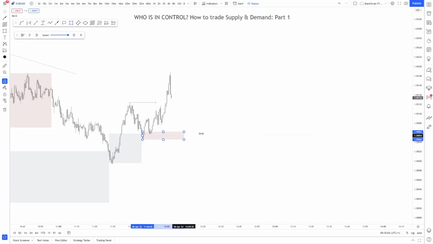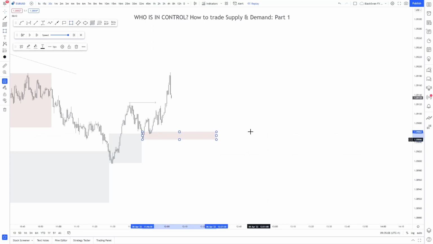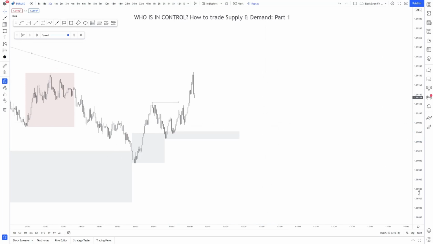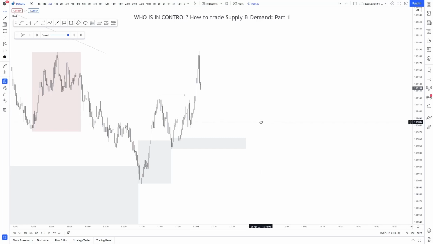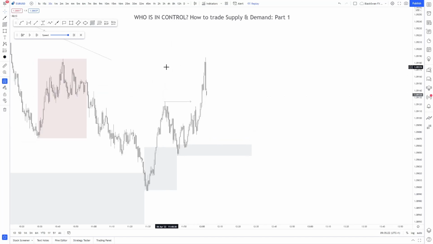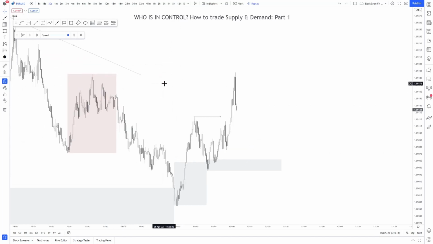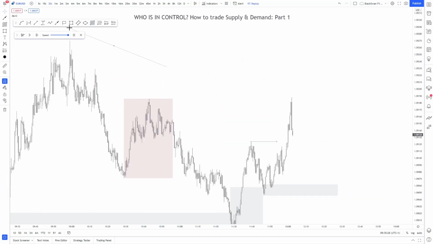And you're probably wondering, well, there's no imbalance here. What's going on? You said we needed imbalance for our zones, and this is where you need to think, right? Okay, so this move in price made supply fail. We took over supply here. We've got trendline liquidity built up, and we've got equal highs. Yeah, liquidity's been engineered.